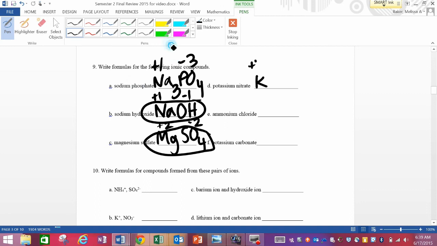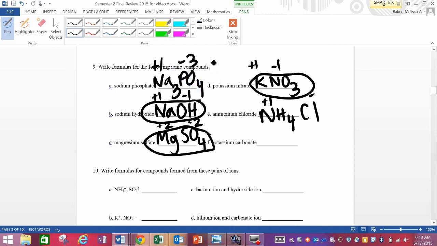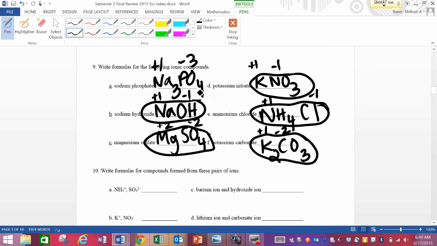Potassium nitrate. K is a +1. NO3 is a -1. So those just cancel out. Ammonium chloride. NH4 has a +1. Chlorine has a -1. So those just cancel out. And finally, potassium carbonate. K's got a +1. Carbonate has a -2. So this would be K2CO3 when you crisscross that 2 over.